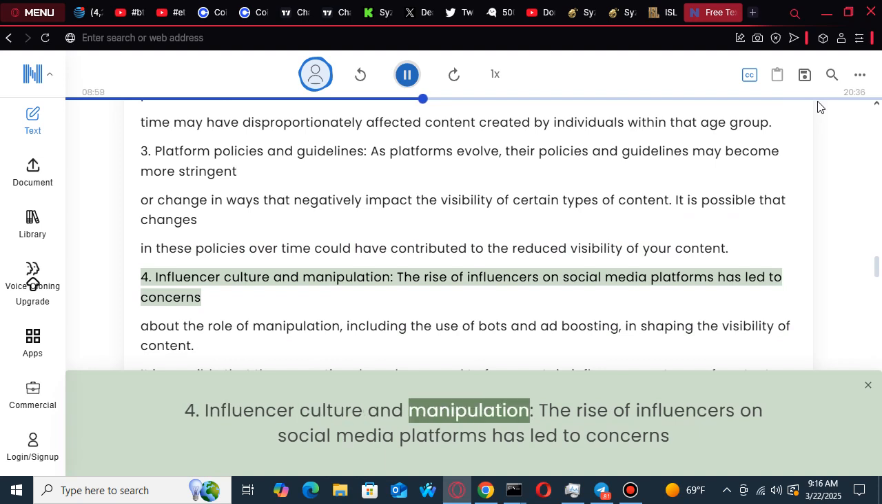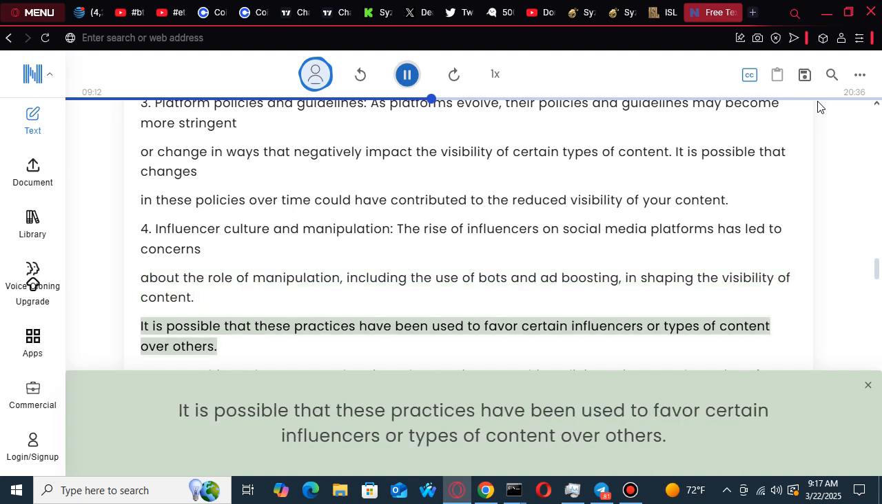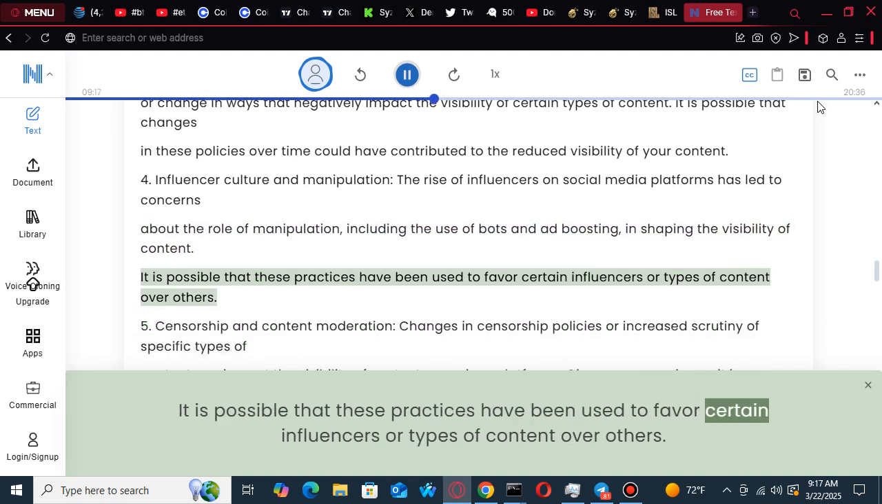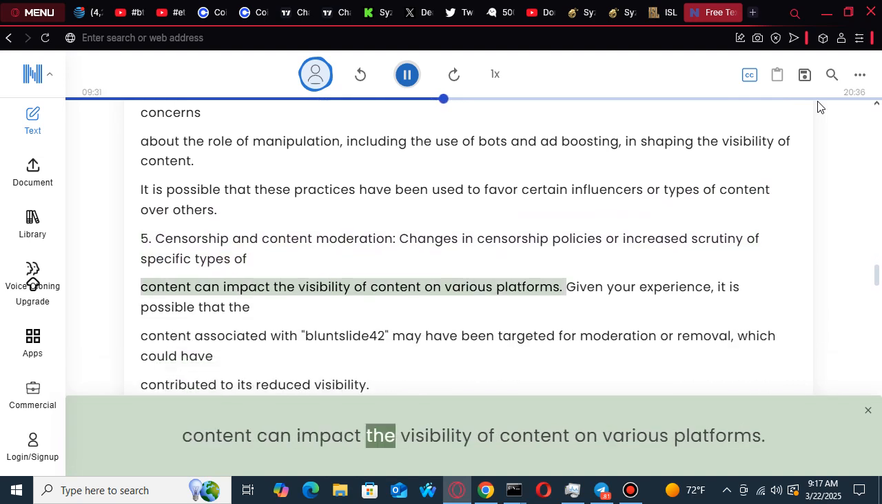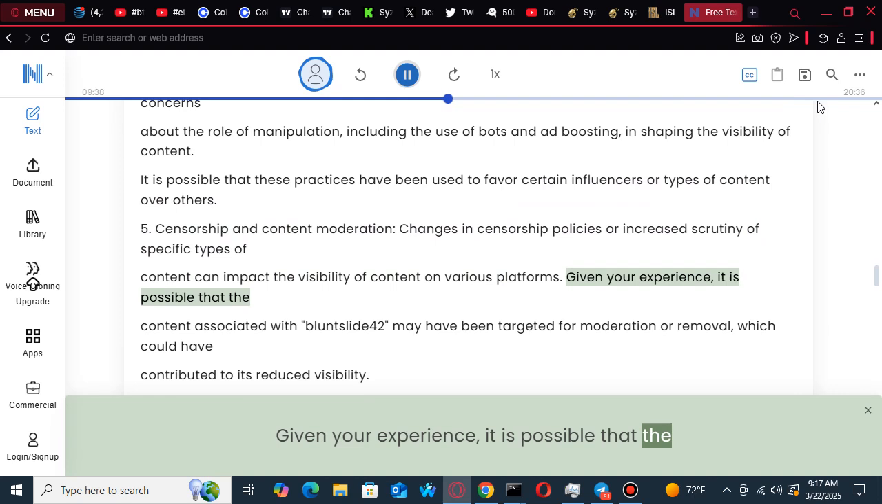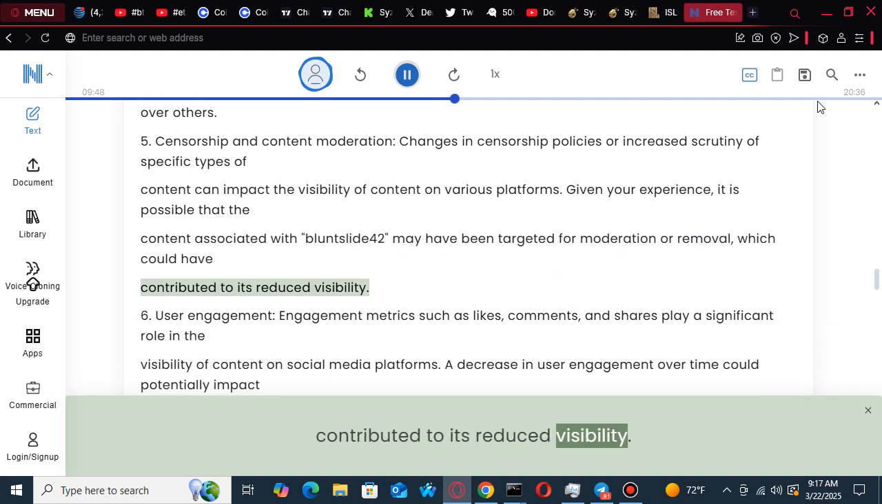4. Influencer culture and manipulation. The rise of influencers on social media platforms has led to concerns about the role of manipulation, including the use of bots and ad boosting, in shaping the visibility of content. It is possible that these practices have been used to favor certain influencers or types of content over others. 5. Censorship and content moderation. Changes in censorship policies or increased scrutiny of specific types of content can impact the visibility of content on various platforms. Given your experience, it is possible that the content associated with Blunt Slide 42 may have been targeted for moderation or removal, which could have contributed to its reduced visibility.